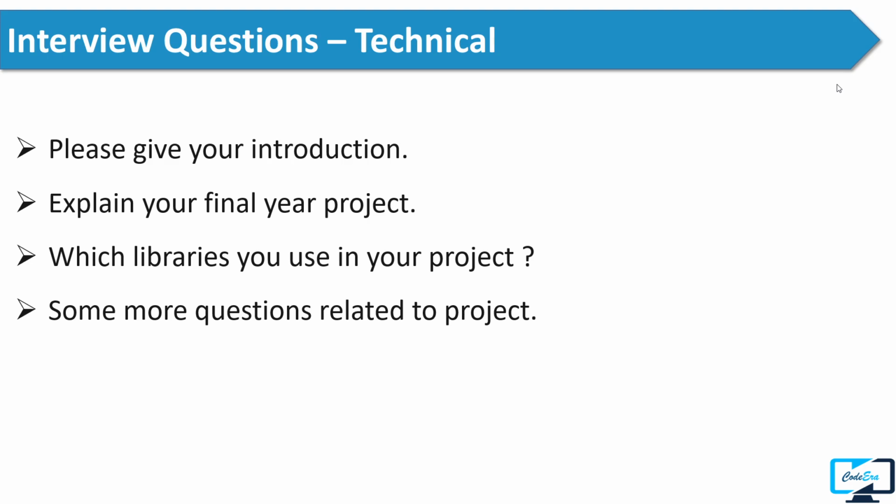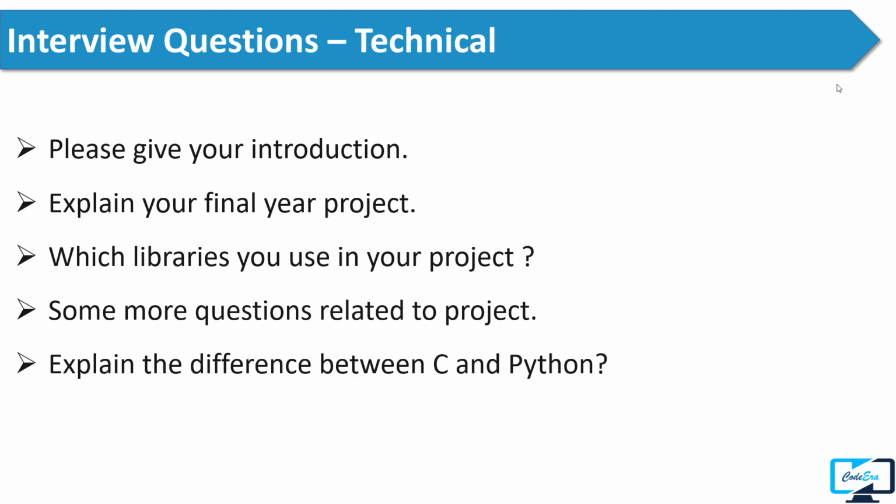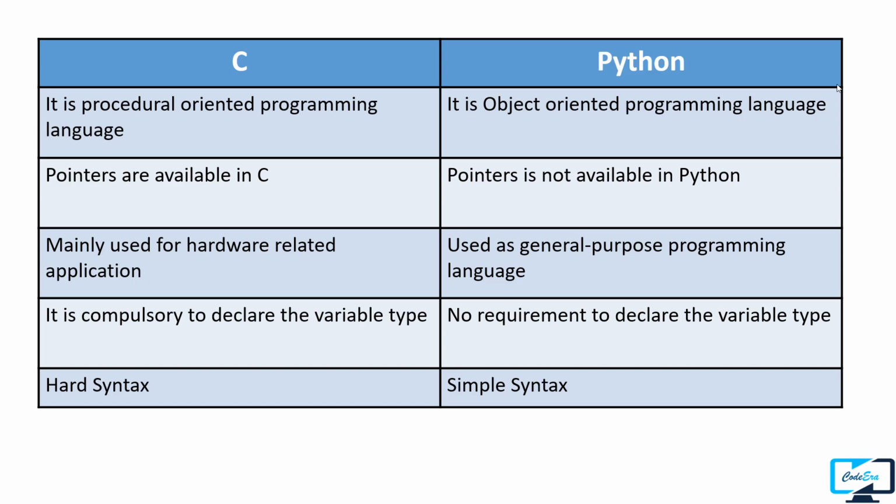And then the next question the interviewer asked him was, explain the difference between C and Python. So these are some differences. So you can mention 2 or 3 differences between C and Python in your interview. For example, you can say, C is a procedure-oriented programming language, while Python is an object-oriented programming language. So in this way you can mention the differences.